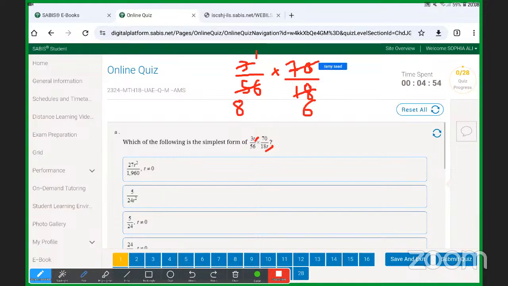70 divided by 7 is 10. Do you think it still needs another simplification? 10 and 8. Yeah. Divided by 2 is 5. Divided by 2 is 4. Nothing else we can do. So it will be 1 times 5 will be 5, over 4 times 6 will be 24. So the final answer will be 5 over 24.